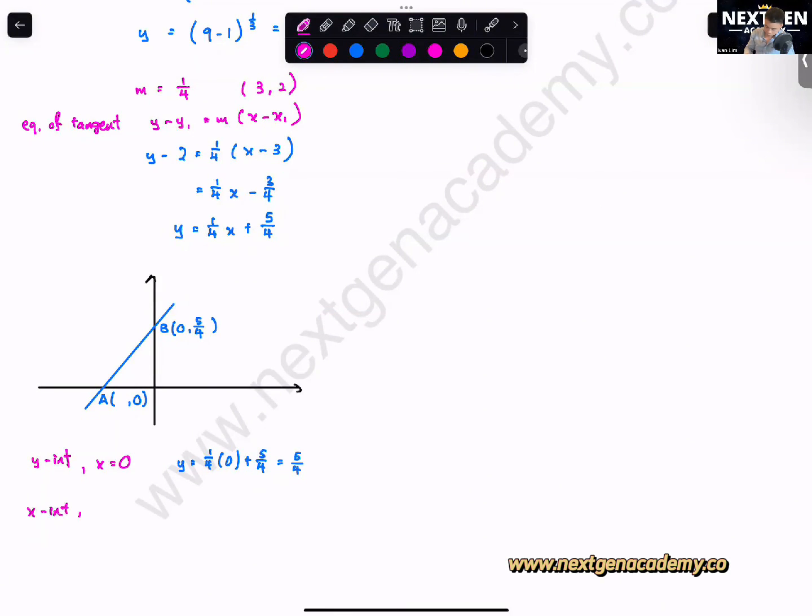X-intercept, y equals 0. So 0 equals 1 over 4x plus 5 over 4. 1 over 4x equals negative 5 over 4. x is negative 5. So I got my A and B. Does it matter if it is A or B? No, they don't care, because they never define it. So this one I just draw on it. That is the main thing right now.